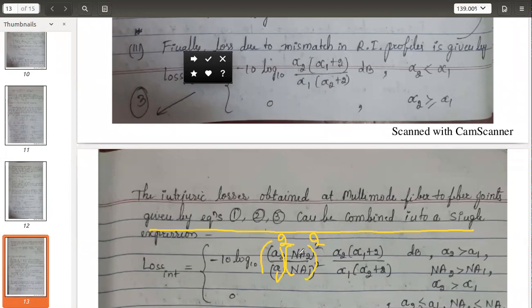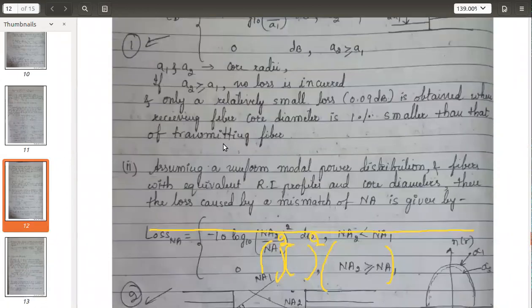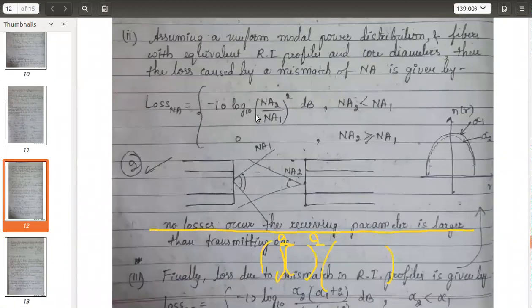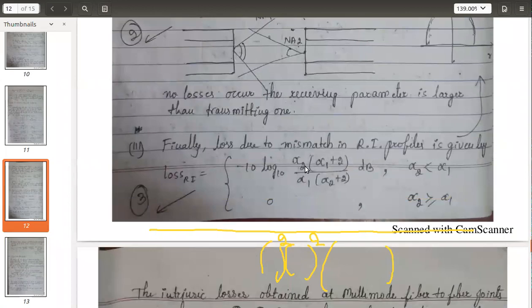Okay, separately these two were squares and this was there. Multiply all the three things. Let me show you. In the first equation, it was simply (a2 by a1) whole square. In the second equation, it was (NA2 by NA1) whole square. Third, it was the alpha term, numerator and denominator.